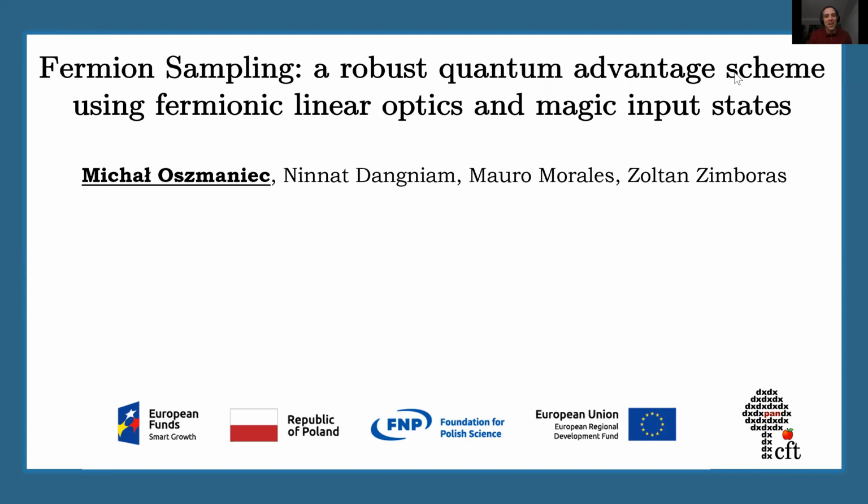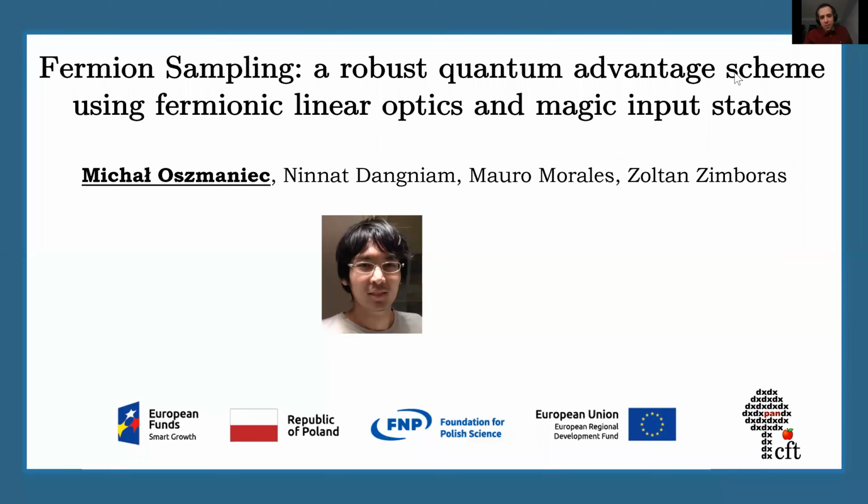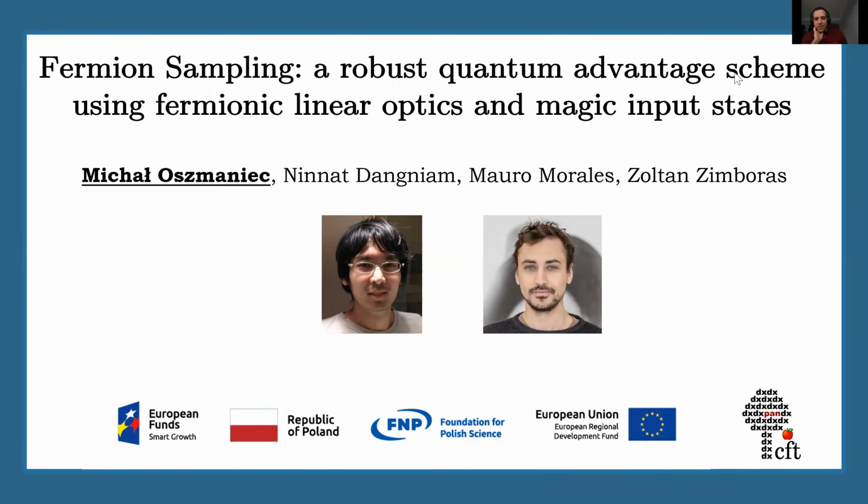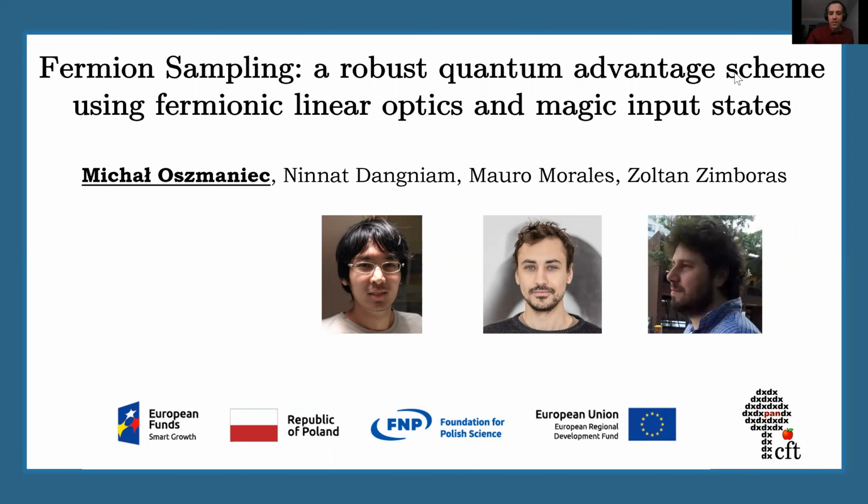Yes, so I'll be talking about a project on quantum computational advantage or supremacy with fermion sampling. This is a joint work with Ninad Dangyan, who was until recently a postdoc in my group in Warsaw, Mauro Morales, a PhD student from University of Technology Sydney, and my long-time friend and collaborator, Zoltán Zimborás, from Budapest. We put this work on arXiv at the end of last year. You can check it out.